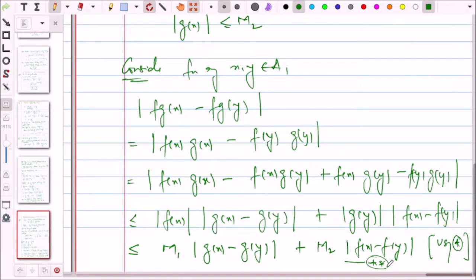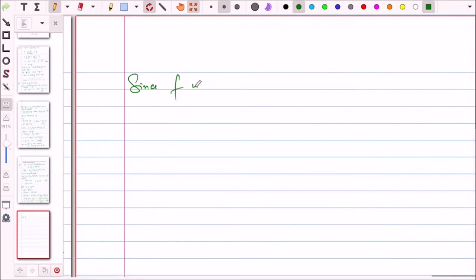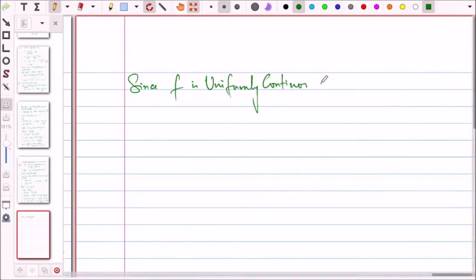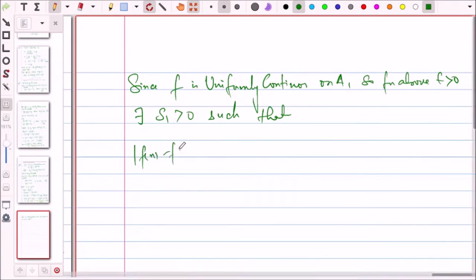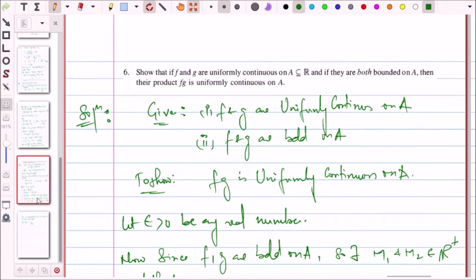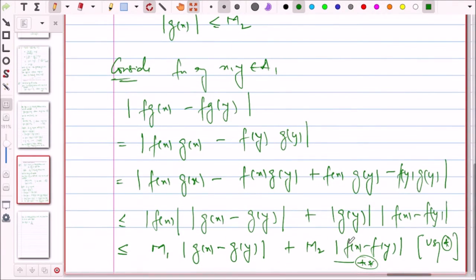So this is our double star. Now we proceed. Since f is uniformly continuous on A, for the above epsilon greater than 0, there exists delta 1 greater than 0 such that |f(x) - f(y)| is less than epsilon times 2m2. Why are we taking 2m2? Because we want to use this in star and replace this. When we replace this by epsilon by 2m2, it will become epsilon by 2.